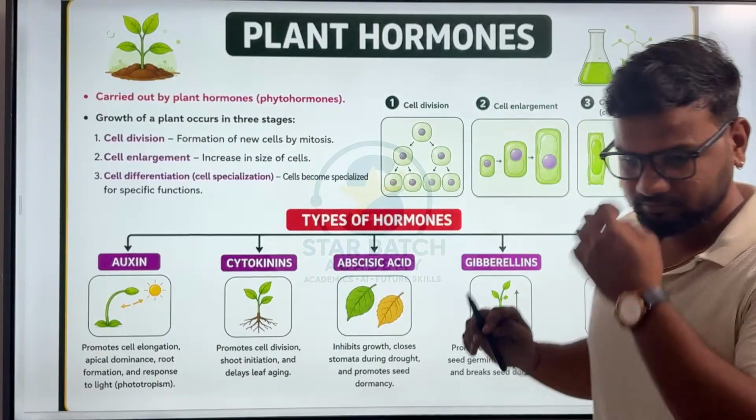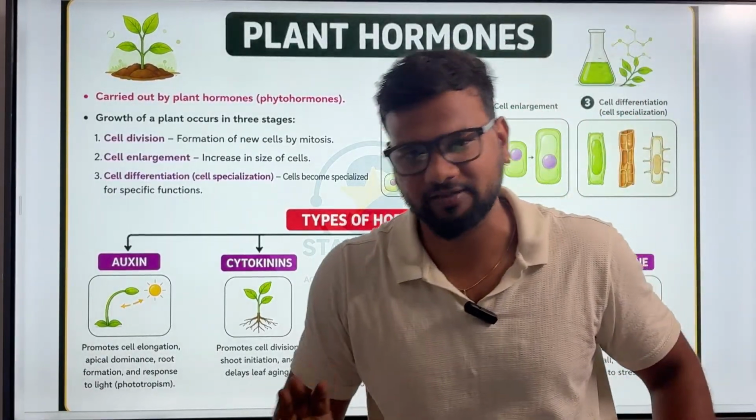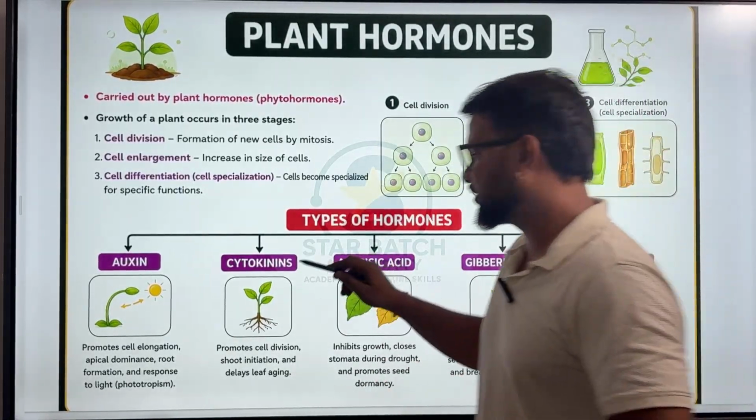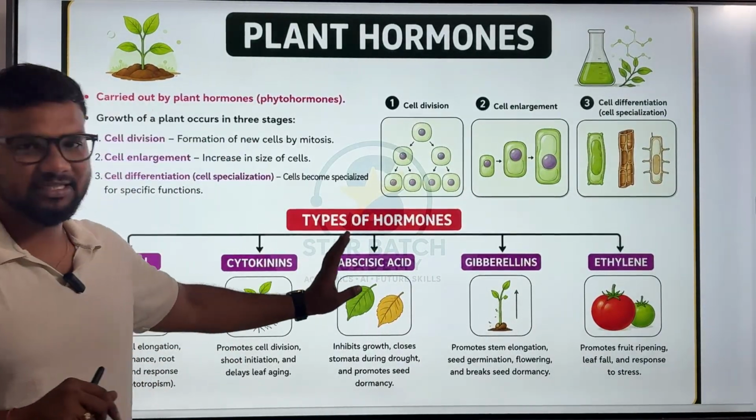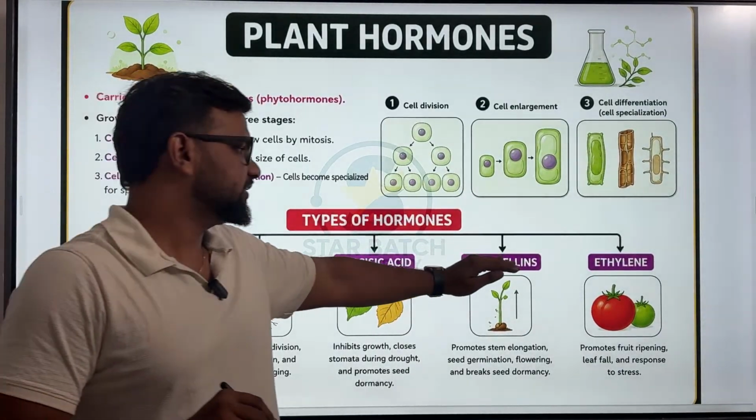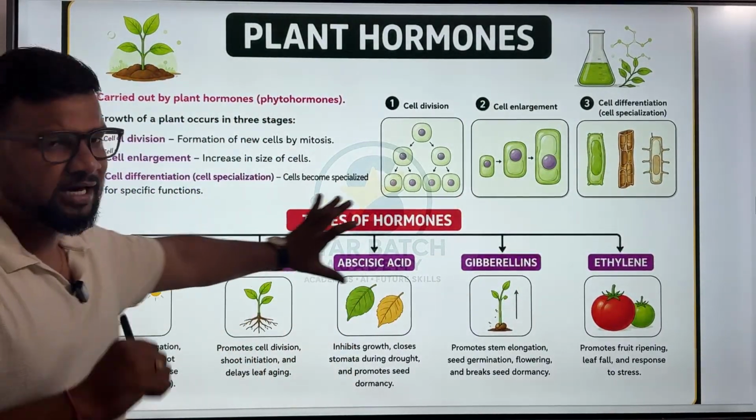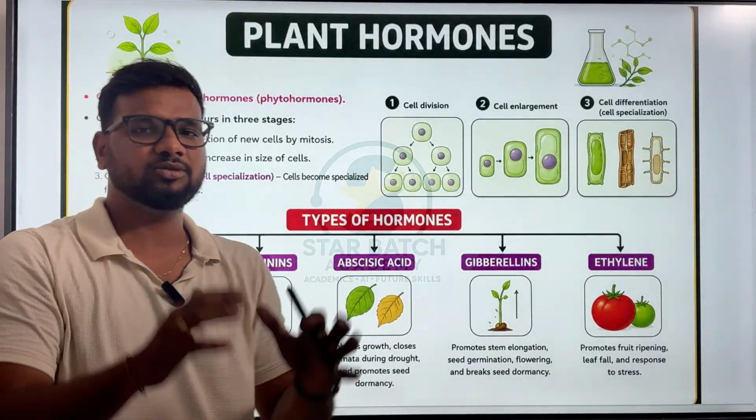Now we'll see the types of hormones. What are the types of hormones we have? Auxin, cytokinins, abscisic acid, gibberellins and ethylene. So these are the hormones we have. Now let's understand these hormones.